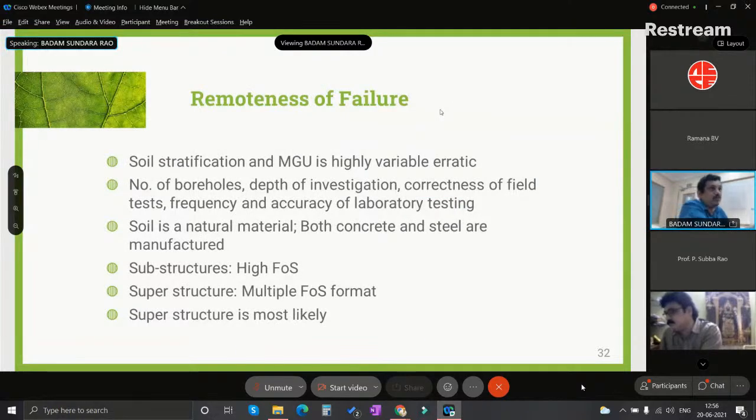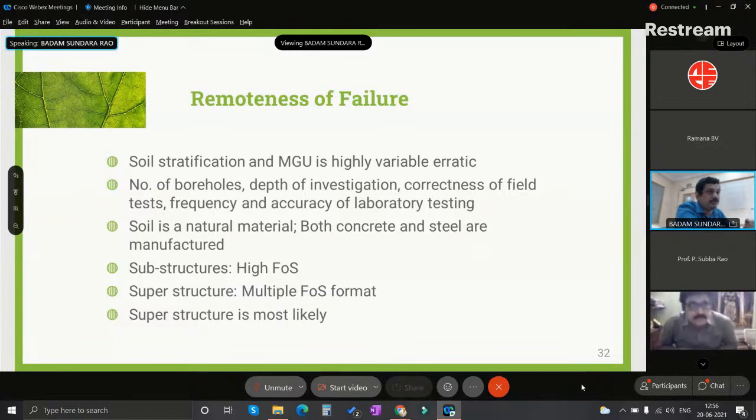Remoteness of failure. Regarding failure, we are generally bothered about two types: the foundation can fail, or the structure can fail. For the design of the foundation system, we adopt a higher factor of safety, as soils are highly erratic and heterogeneous in nature, and the number of soil investigation boreholes we conduct is not sufficient as per the project requirement or the importance requirement. Also, the variation in the lateral direction is considered when we are designing a large project, and that also plays an important role.